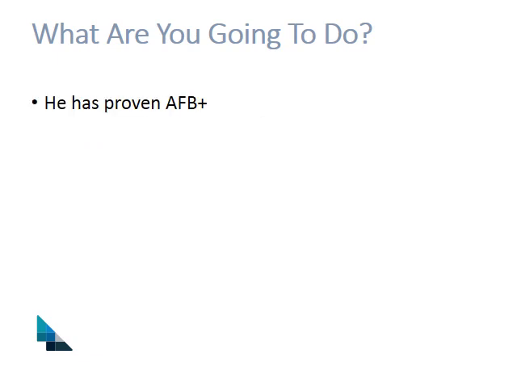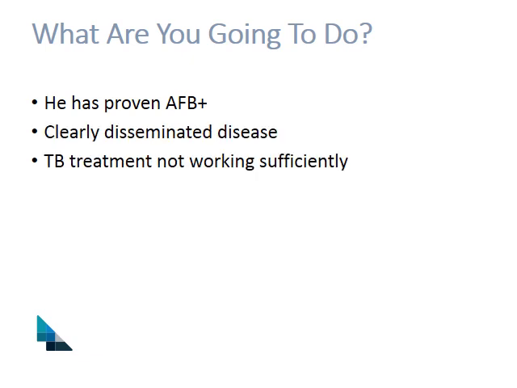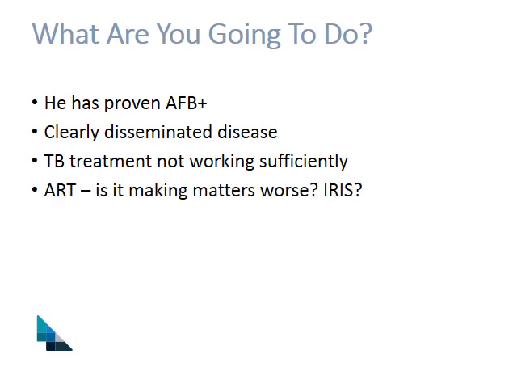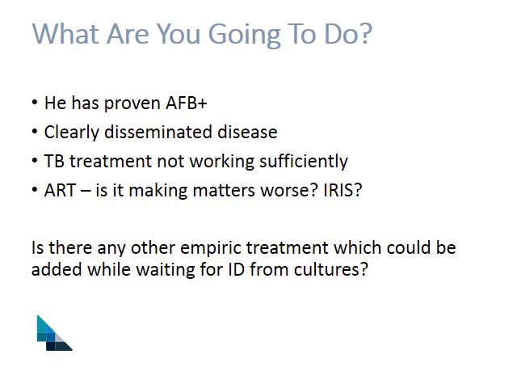The patient has got proven AFB positive. It's clearly disseminated disease. The TB treatment is obviously not working. The ART is obviously making things worse, so the patient might be IRIS-ing. And we are having to say at this point, if we are still waiting for results to come back, should we not perhaps start some sort of empiric treatment to help this patient along?